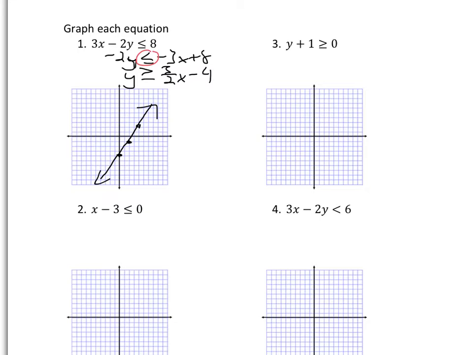Now we need to shade. Alright, so since it's greater than, we're going to shade above the line, which means all of this stuff up here is going to be shaded. Okay, and number 3, we'll do 3 next, and then we'll slide down to 2.